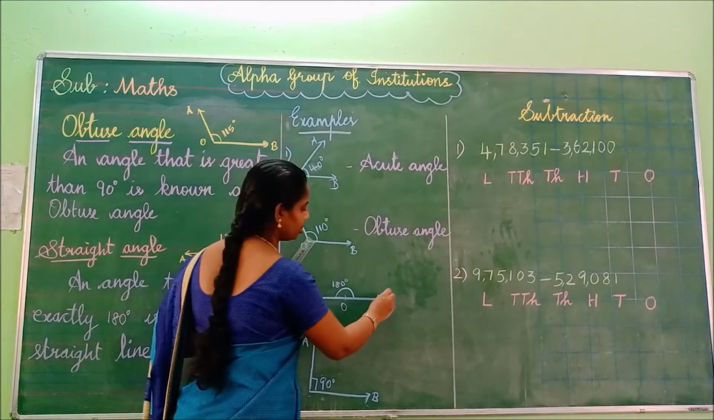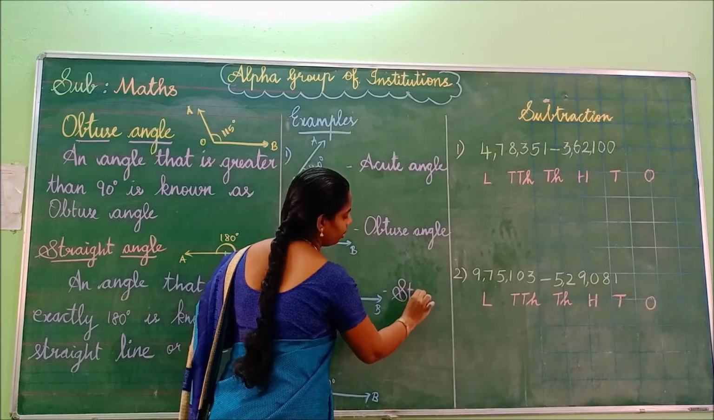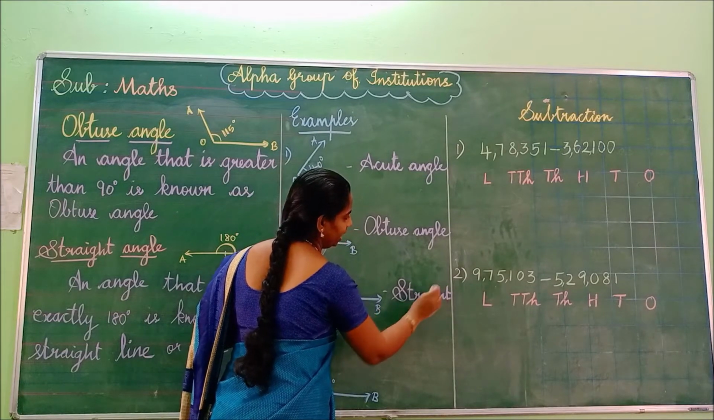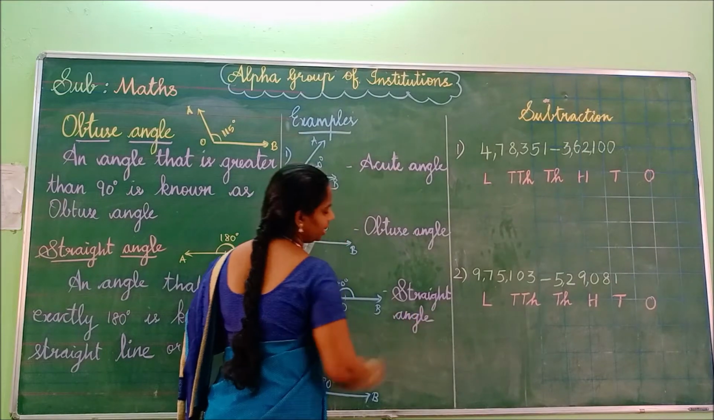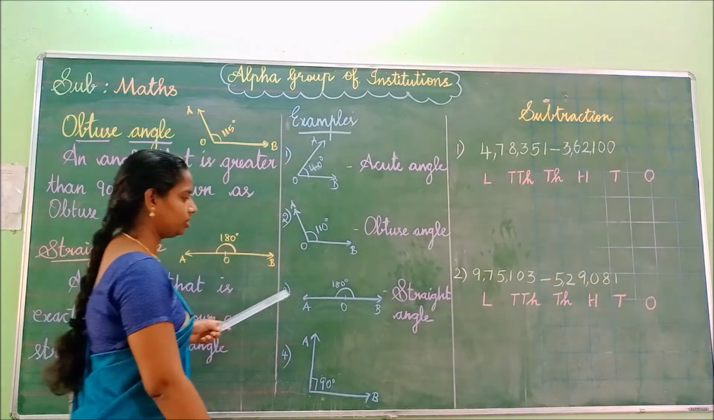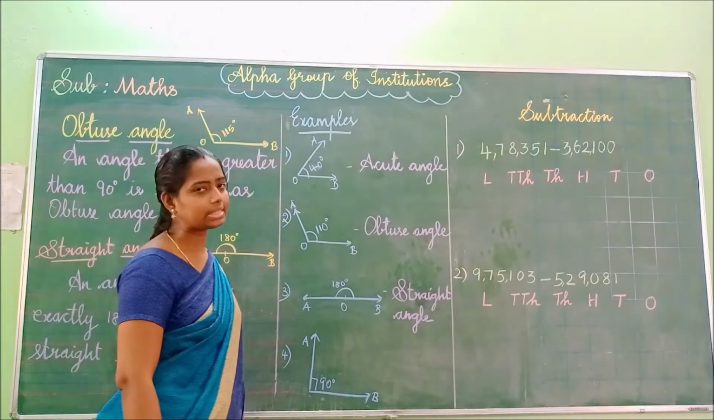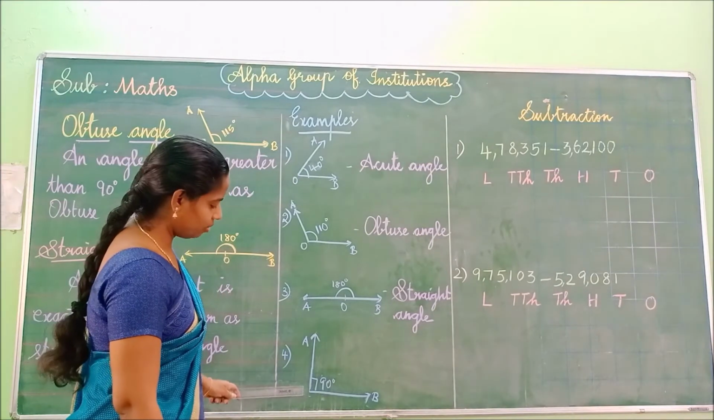Okay, it is known as a straight angle. What is the spelling of straight angle? S-T-R-A-I-G-H-T. Straight angle, A-N-G-L-E. Straight angle. Okay, children. The angle which is exactly 180 degrees is known as a straight angle. Shall we go to the last one, children?